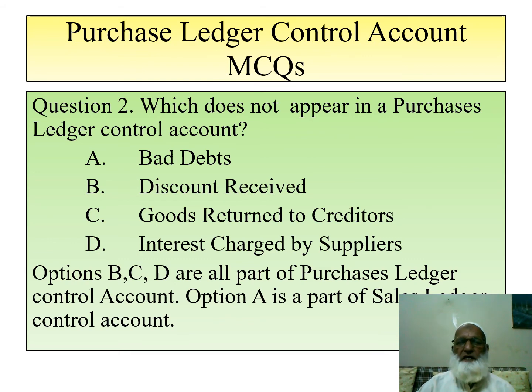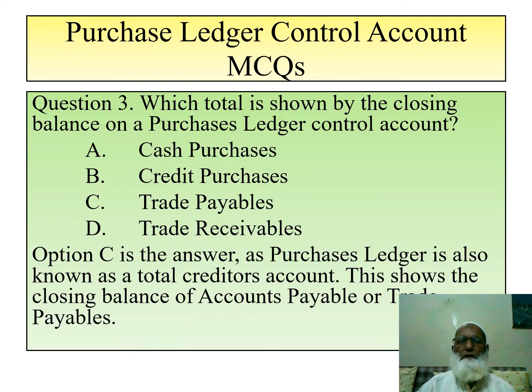Now to the next slide. Which total is shown by the closing balance on a purchase ledger control account? Option C is the answer. Means trade payables. All the trade payables are given in the purchase ledger control account.